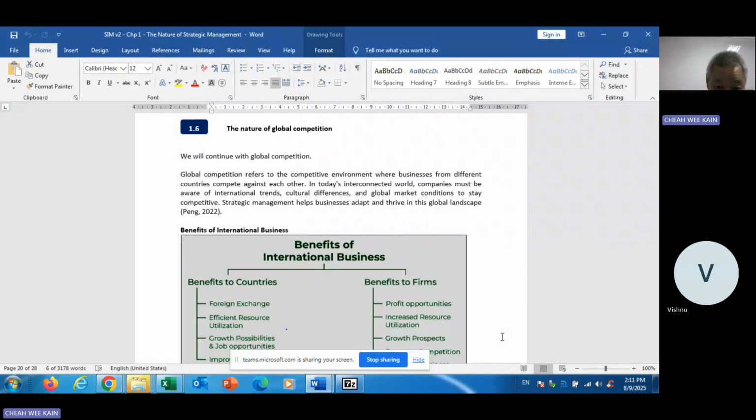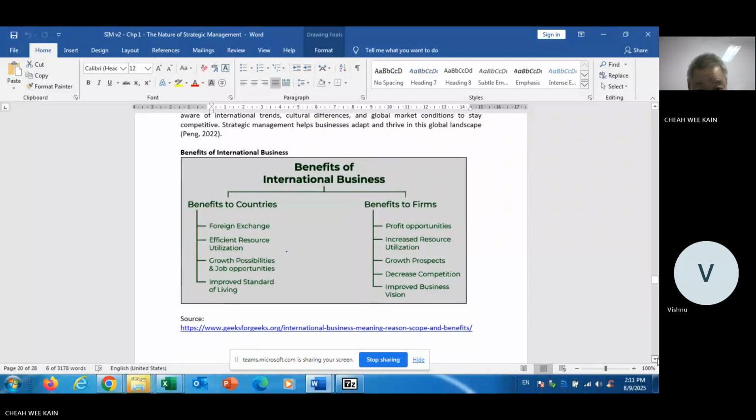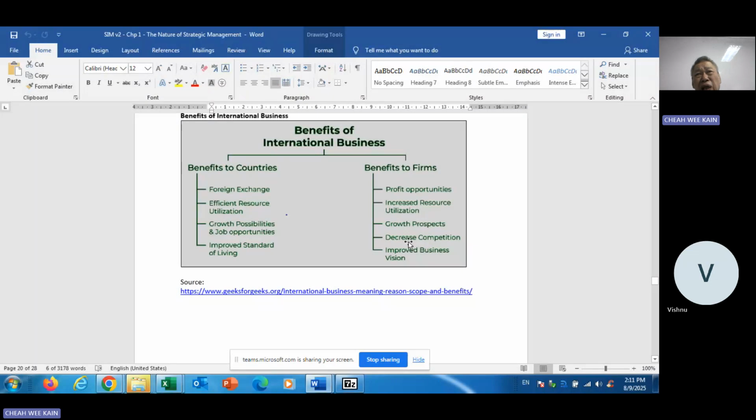So let's look at globalization. Why do companies want to do it? Let's look at the first one: what does it benefit the firm? Profit opportunity. Let's say you're making in Malaysia. How many people are there in Malaysia? 38 million? So you cannot sell to more than 38 million. But if you are going global, there's maybe 8 billion population. So you're selling to 8 billion versus 35 million, so there's a potential for more profit.